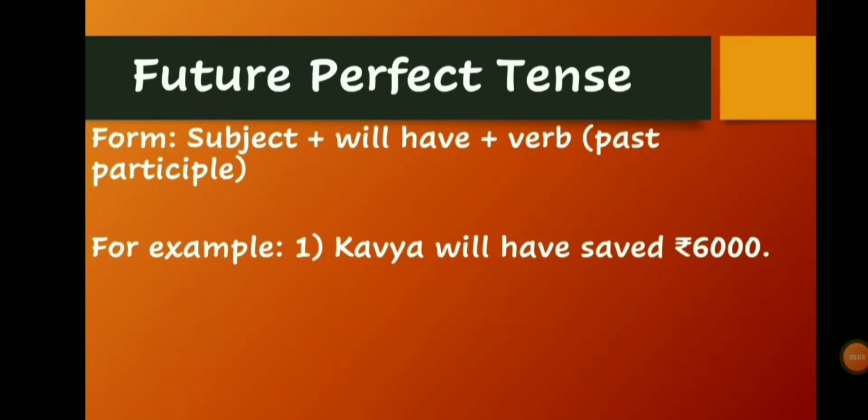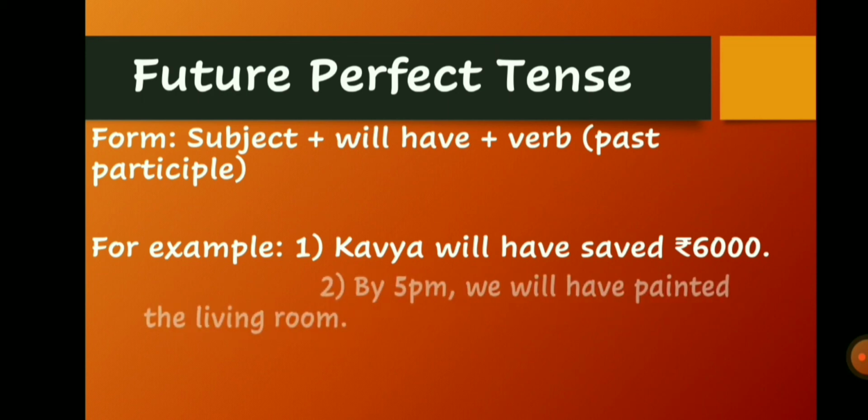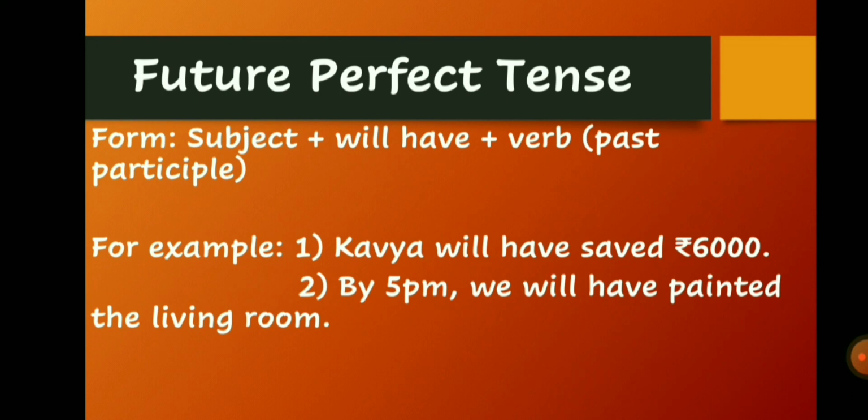In this sentence, we can see that Kavya is a subject. Will have saved is showing the completed action in the future, which shows the future perfect tense. Second one is by 5 p.m. we will have painted the living room.